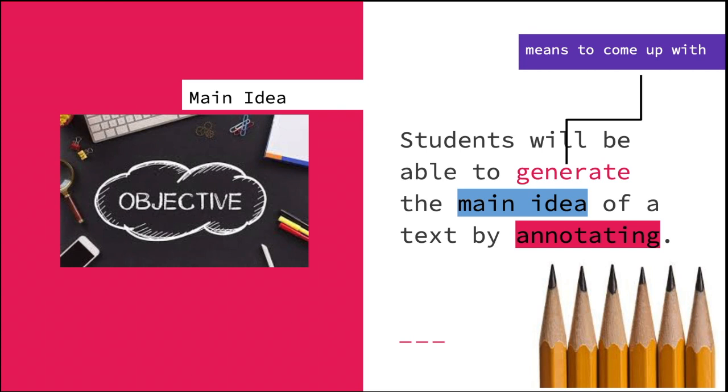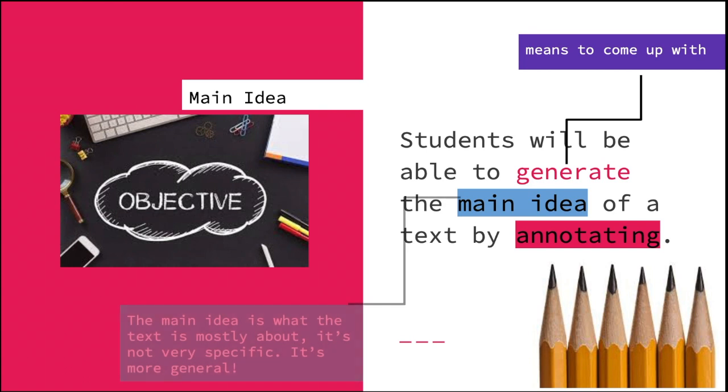Basically, what I'm asking you to do is on your own come up with the main idea without going into the text and using word for word, line for line, a sentence. You are going to be paraphrasing for this. Remember, paraphrasing was the first lesson I introduced to you guys last week. The second key word is main idea. The main idea is what the text is mostly about.